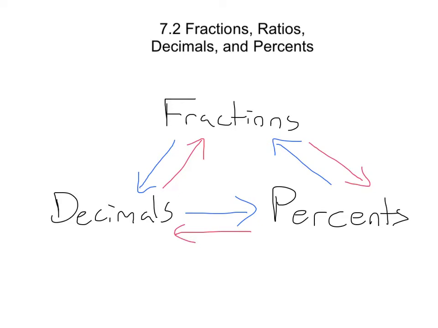So total we have 6 different conversions here. If you count these arrows, there's 1, 2, 3, 4, 5, 6, and in no particular order. 6 different ways we can change one of these into another. So I'm going to briefly talk about each one. Okay, we're going to start with percents because they're the easiest.